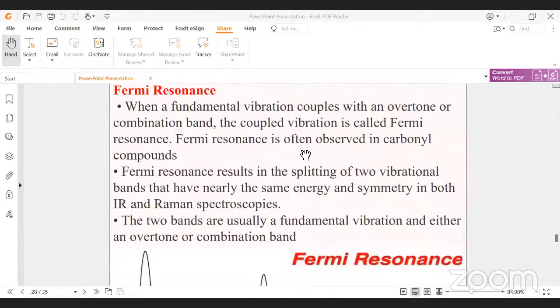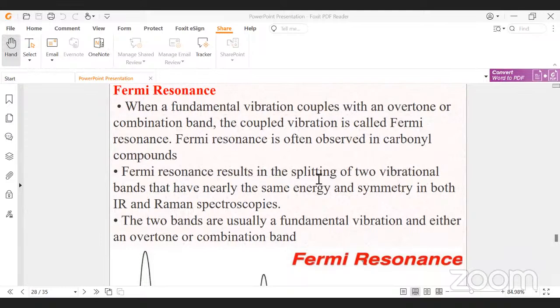And Fermi resonance is important for your short questions. When a fundamental vibration couples with an overtone, the coupled vibration is called Fermi resonance. Fermi resonance is often observed in carbonyl compounds.